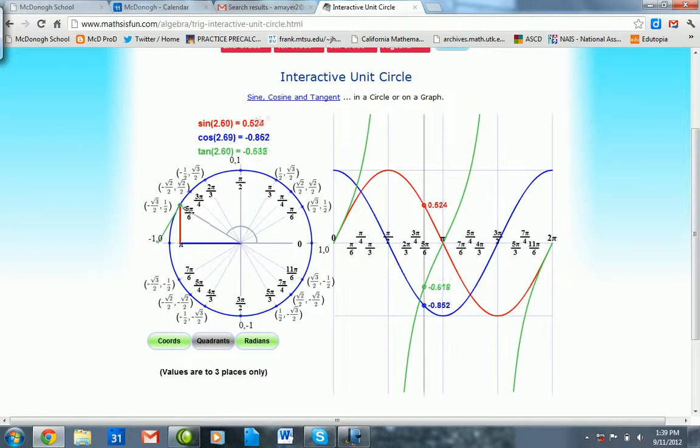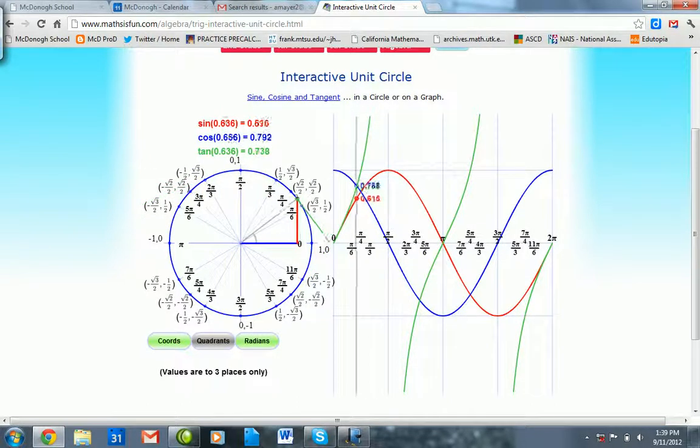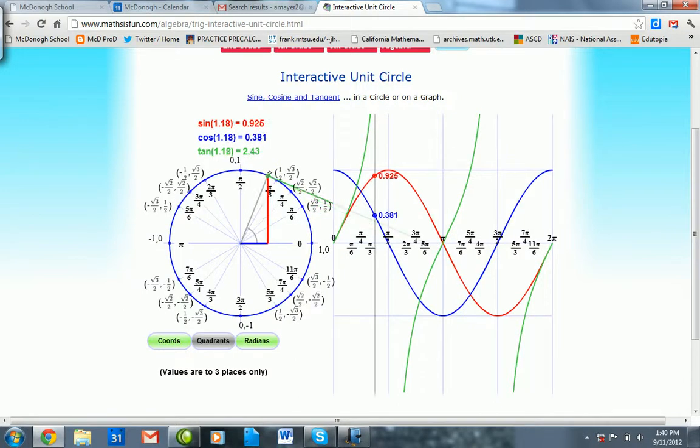Okay, so here I'm seeing the values on the unit circle. There's 5 pi over 6. So the sine of 5 pi over 6 is 1/2. Cosine is negative root 3 over 2. Okay, so you see on the graph 5 pi over 6 and the corresponding sine and cosine values. So this is just a nice little interactive applet. It shows you how you get from the unit circle to the graph of the sine and cosine. Thanks for listening. We'll talk about this tomorrow in class.